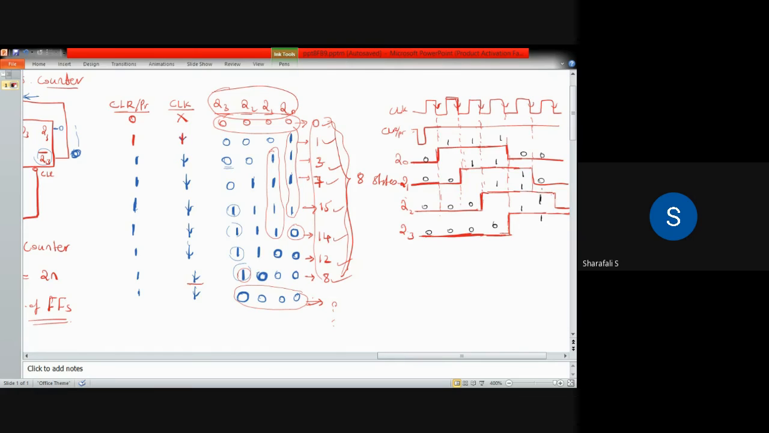Now we will move to the asynchronous counter. Let me see whether we have something else in this cascading. Okay, we will move to this asynchronous counter.